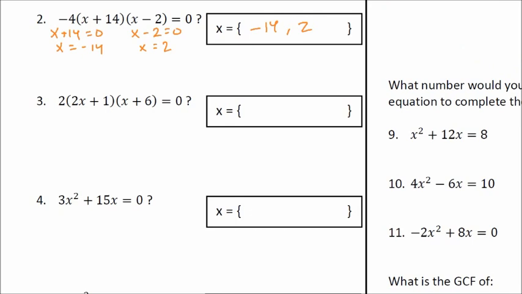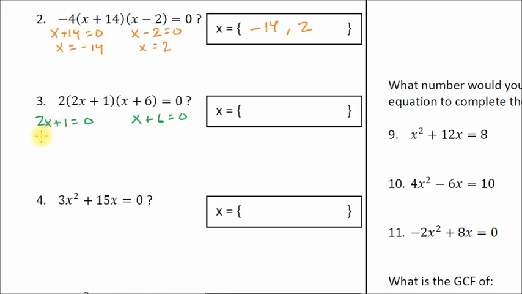Okay, number 3 gets a little bit trickier, but not too terrible. It's just Algebra 1 skills. We've got to find out what changes this binomial to 0. So what changes 2x plus 1 to 0? And what changes x plus 6 to 0? Again, you ignore this 2. It does not affect the problem at all. What's going to change this binomial to 0? Or what's going to change this binomial to 0? We got to do algebra here.